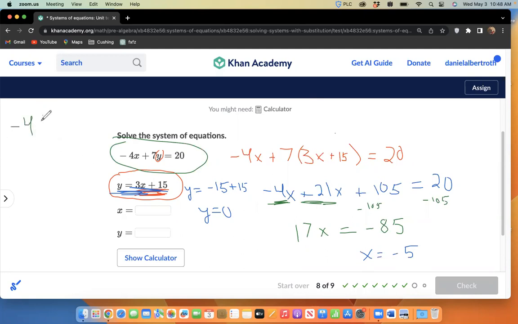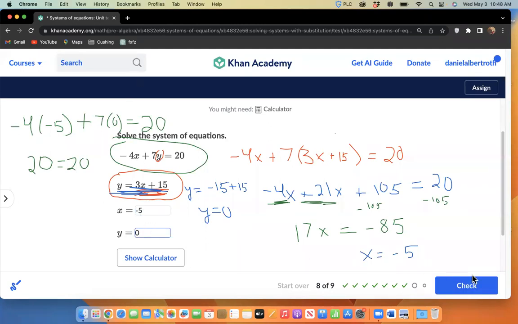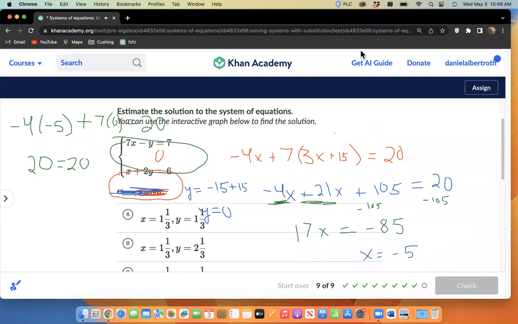So negative 4 times x, but x is negative 5. And the 7y, it should be 0. That makes sense, because this is 20. But plus 7y, y is 0. Does that equal 20? I believe it does, because negative 4 times negative 5 is positive 20. And this is plus 0. So just 20 equals 20. So that is correct. All right, so x is negative 5, y is 0. Fun, fun, fun. Last one.